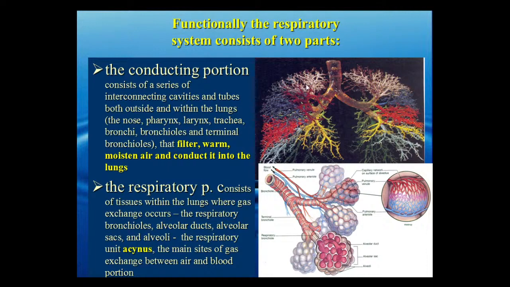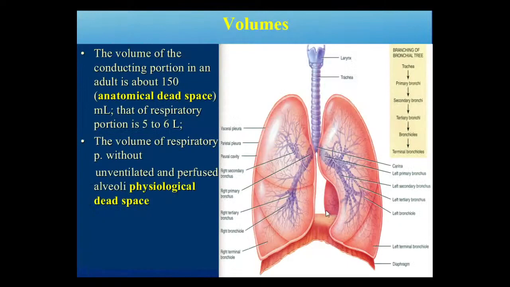So, 2 functional parts of the respiratory system: the conducting portion, where gas exchange doesn't occur, and the respiratory portion, where gas exchange between air and blood occurs. Here you can see both these functional portions: in blue color is the conducting portion, and the tissue of lungs in rose color is the respiratory portion of the respiratory system.